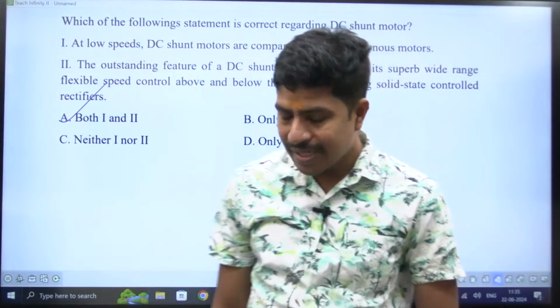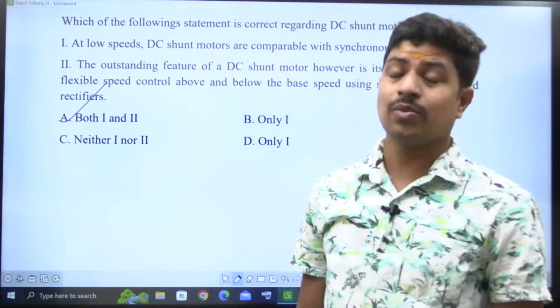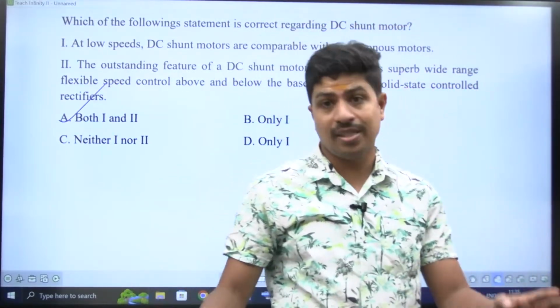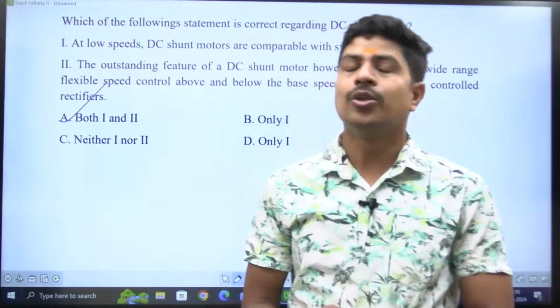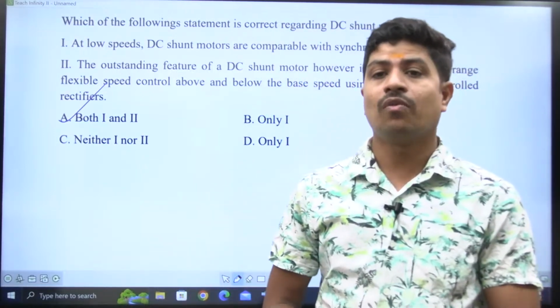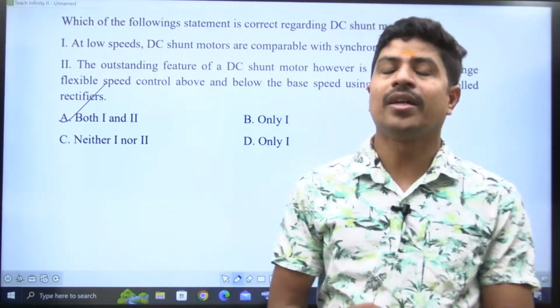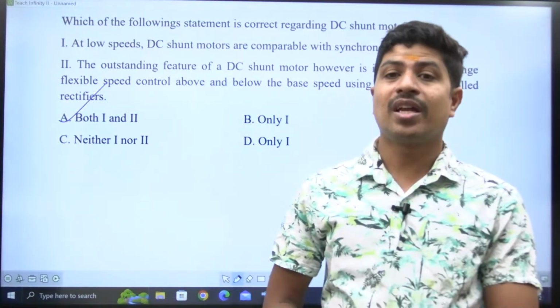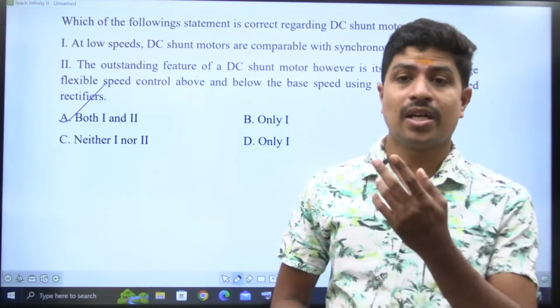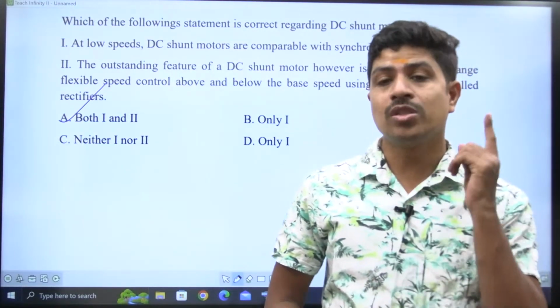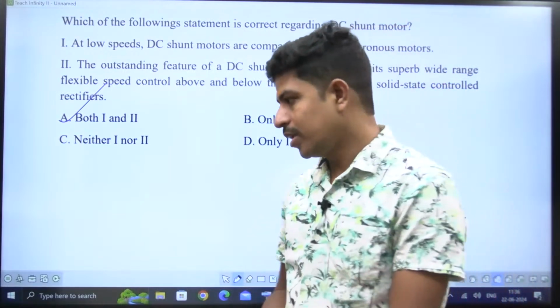See, you can easily control the speed of DC motors. That's why even these days, due to the advancement in power electronics, we are using 99% induction motors. But imagine if there were no power electronic converters, we couldn't use induction or synchronous motors. We were using only DC motors, right?